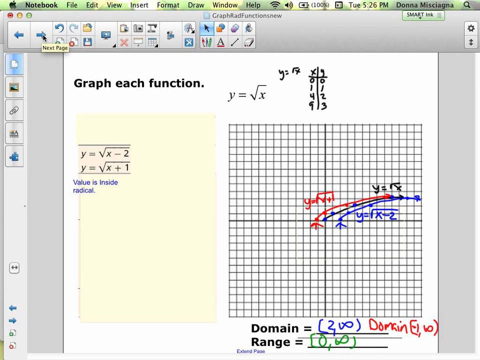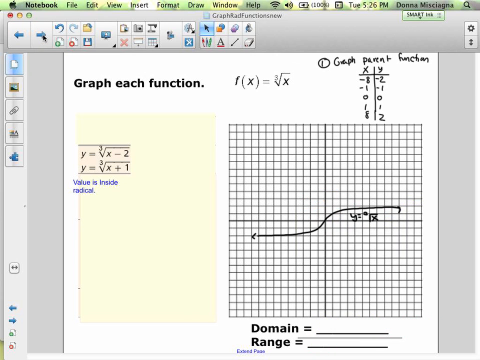Let's do the same transformation, but with our cube root. Right, so our key values right there, and we have those 5. I can't find where 8 is. 2, 3, 4, 5, 6, 7, 8 right there, and then 2, 4, 6, 8 right there. All right, so same shifting. y equals the cube root of x minus 2 is going to shift 2 to the right. So I'm just going to shift all of those points 2 to the right, 2 to the right.